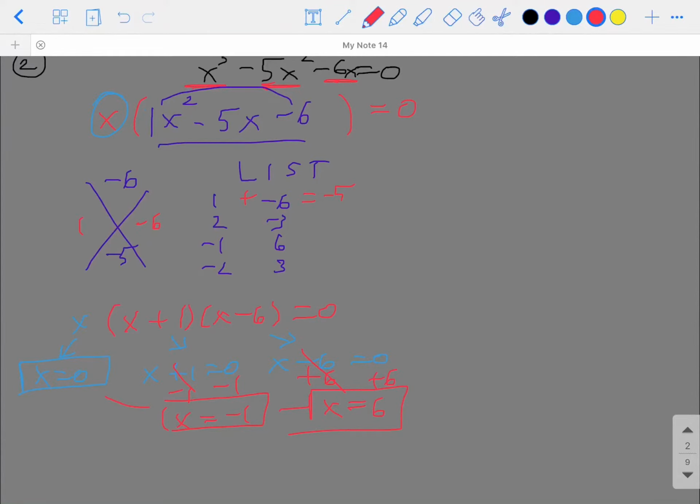You can verify that your answers are indeed correct by plugging x equals 0 in for x into the whole equation, making sure that 0 is equal to 0, and it should be. The same goes for negative 1 and 6.